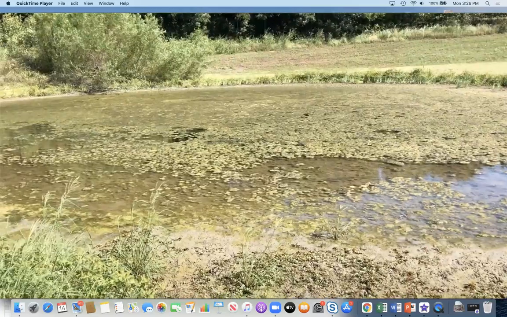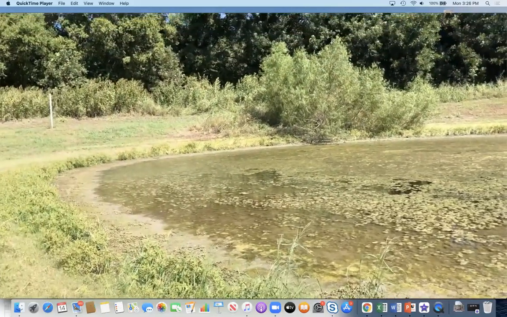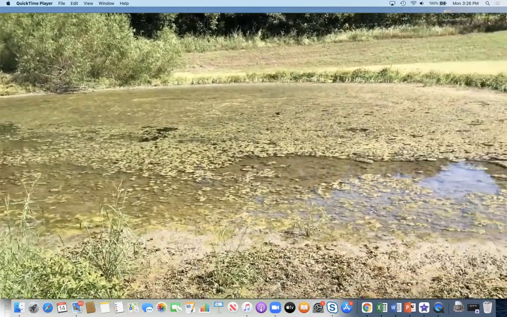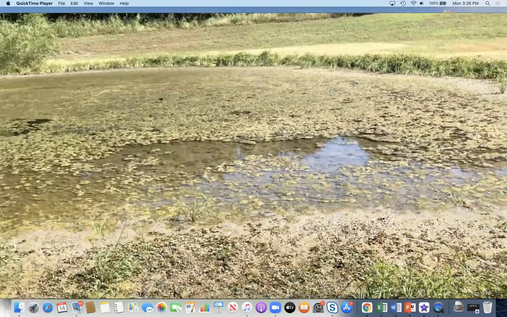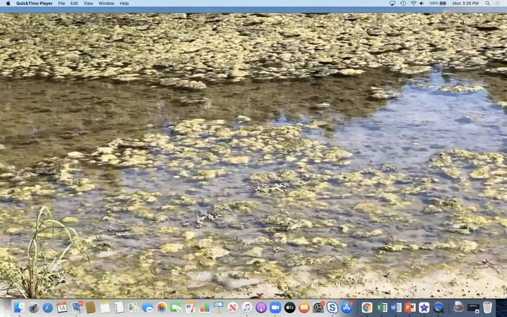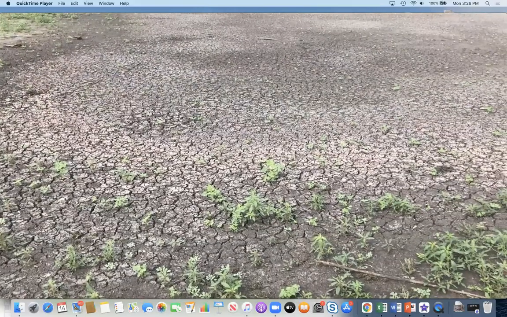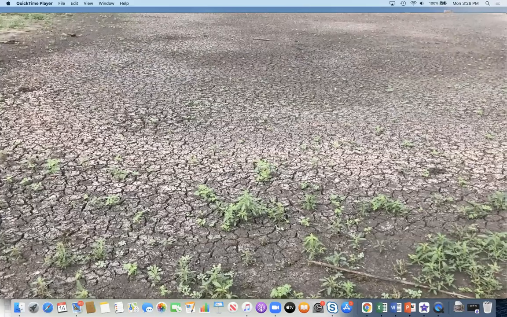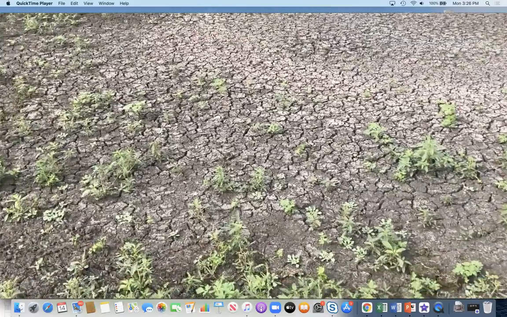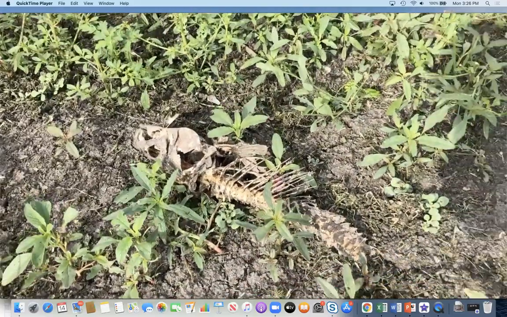I will say that pond is a transient pond. It's not always there. So right now it's actually totally dried up. All that green stuff is algae in that pond. That's where our pond used to be. So you can see the water has evaporated. It's dried up. And the remains of some of our poor fish that died.